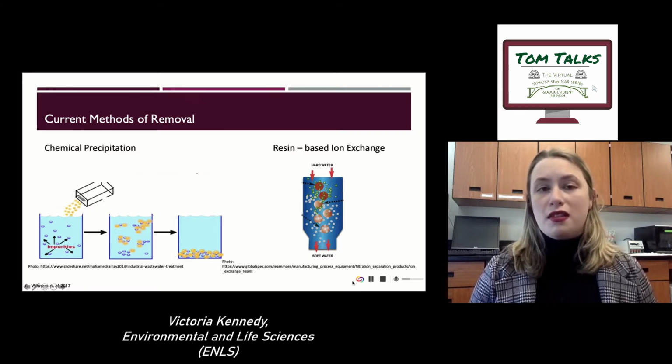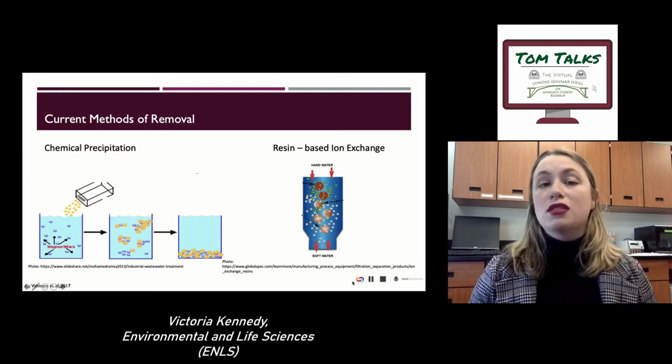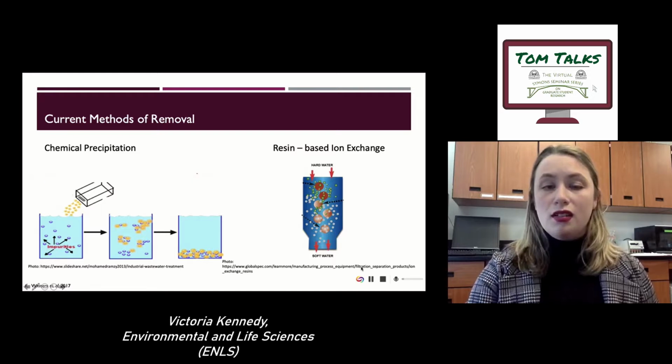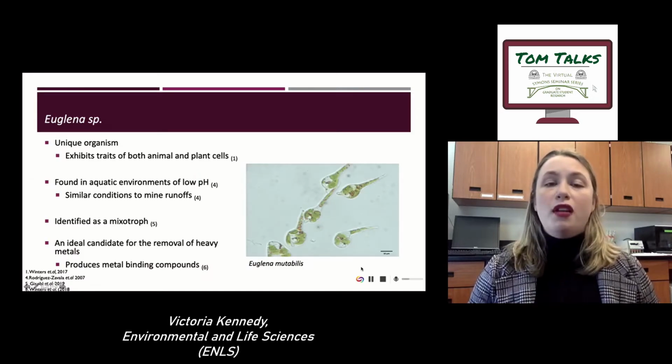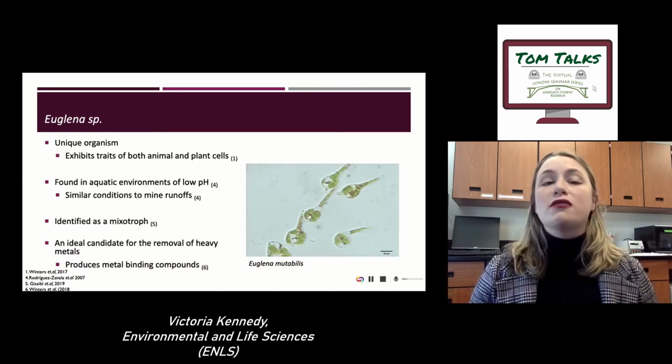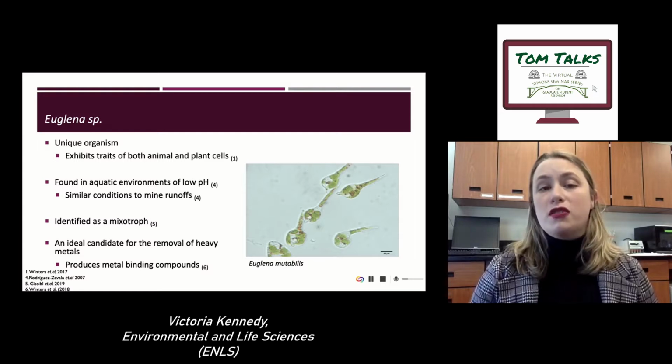The issue with these methods is that they are relatively expensive and they only remove small amounts of the metal, meaning that they're overall ineffective for a wide-scale environmental cleanup. And chemical precipitation has the added negative effect of potentially introducing chemicals to the environment that wouldn't have otherwise been there, that could potentially lead to other environmental issues. So researchers need to look for a biological organism or a more environmentally friendly way of removing these toxic metals from the environment. This led to the introduction of Euglena.